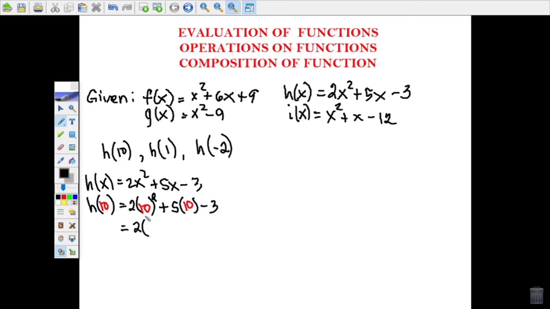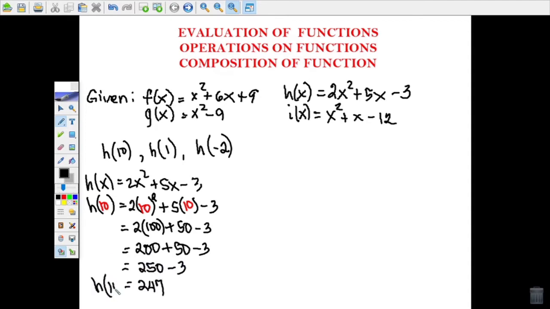So, 2 times 10 squared is 100, plus 5 times 10 is 50, minus 3. Then, simplify furthermore. 2 times 100 is 200, plus 50 minus 3. So, 200 plus 50 is 250, minus 3. Therefore, that is 247. So, the value of h of 10 is 247. How about h of 1?